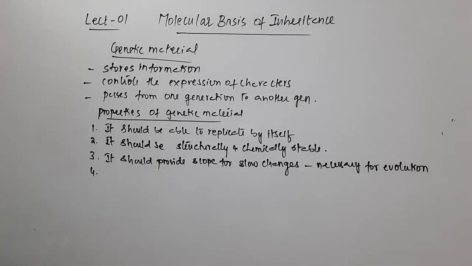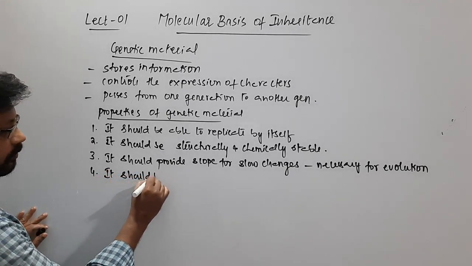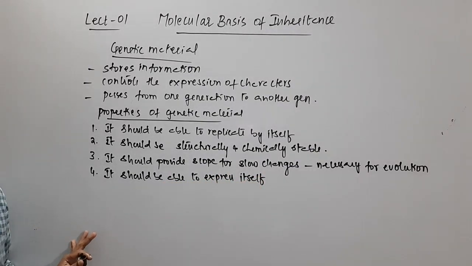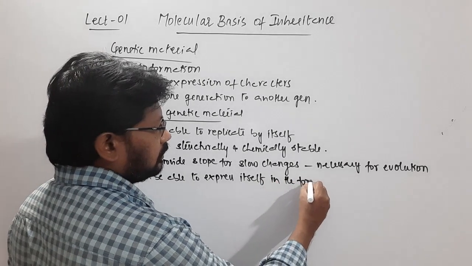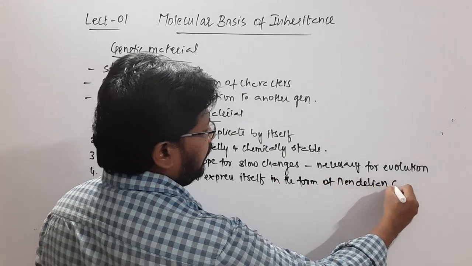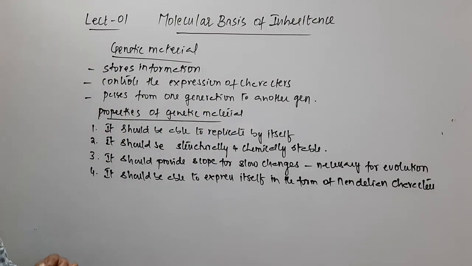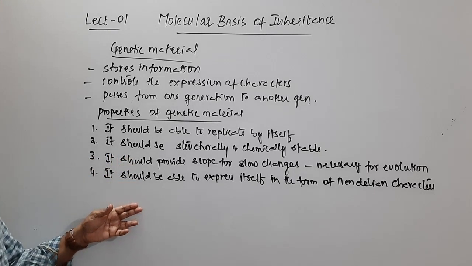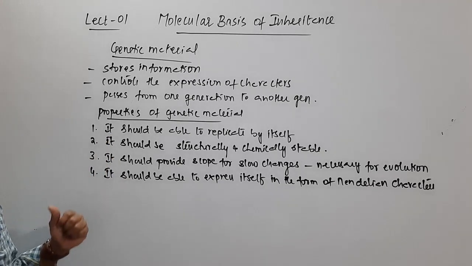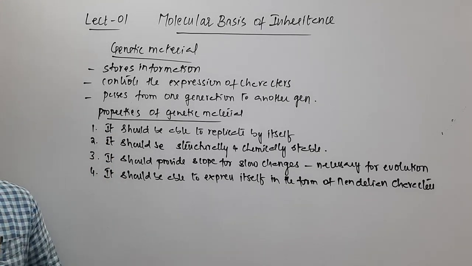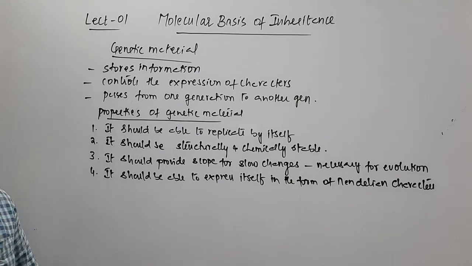Now it should be able to express itself in the form of Mendelian characters. So it should show dominance, recessive features, right? So we understand that for a molecule to act like genetic material, it should follow all these. Okay, that is, it should be able to replicate by itself, should be structurally and chemically stable, should provide scope for slow changes that are necessary for evolution, and should be able to express itself in the form of Mendelian characters. Then only, okay, that molecule will be a genetic material, right?